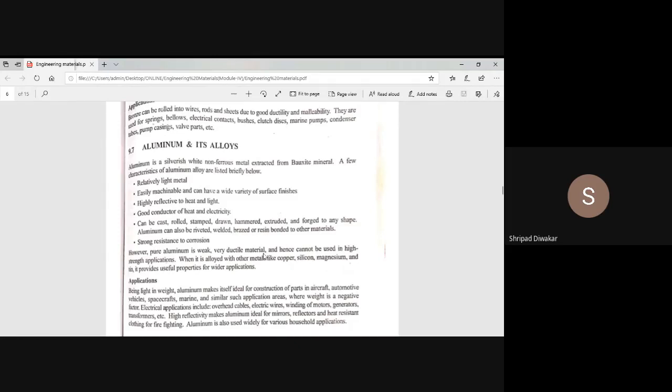Okay, it is having good reflective properties to heat and electricity, and once again it is a very good conductor of heat and electricity, as compared to your copper, brass, and bronze. Even aluminum is also having very good conducting of heat and electrical properties. Another important property of aluminum is that it can be cast easily. So you can pour the molten metal into the molds. You can get the desired shape easily.